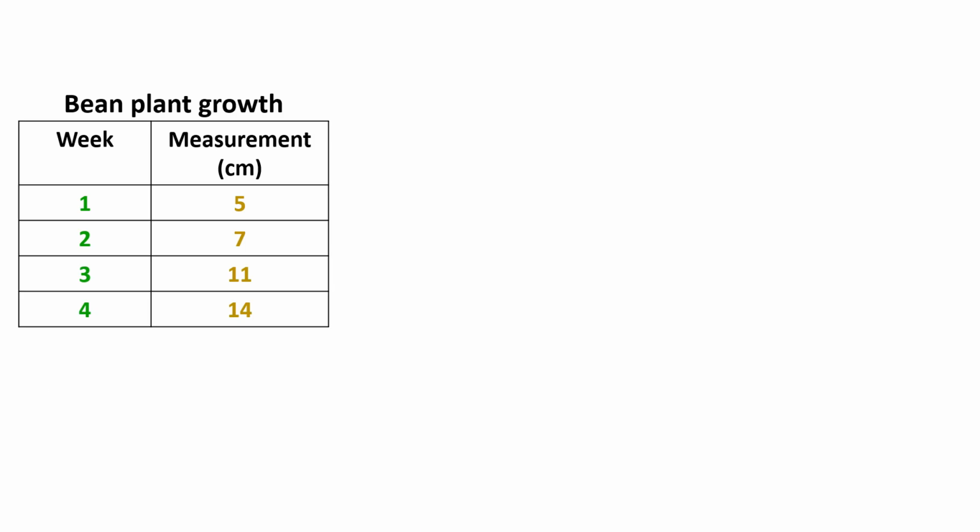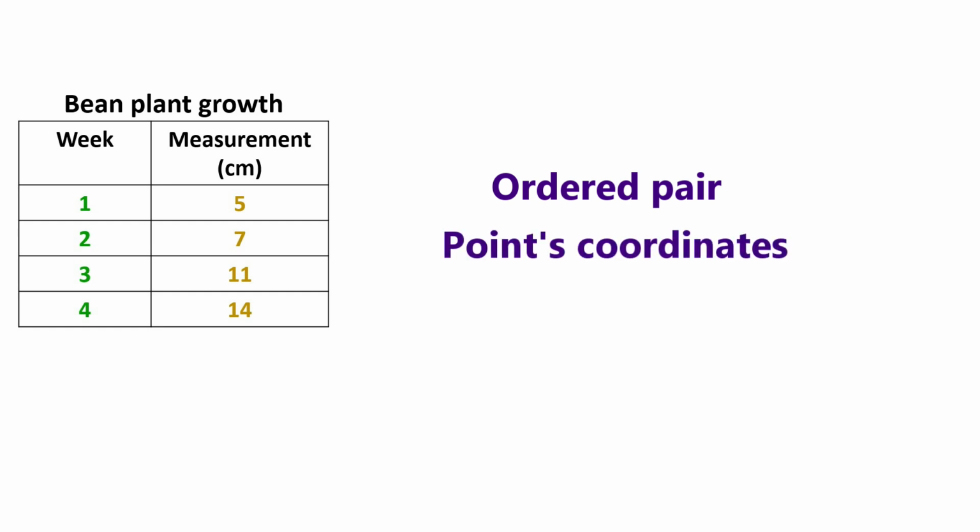This is a table. Each row of the table shows an ordered pair that tells us where to graph one point. Sometimes, each ordered pair is called a point's coordinates. This table has coordinates for 4 different points. For each point, the number on the left is the number of the week. The number on the right is the height of the plant in centimeters.